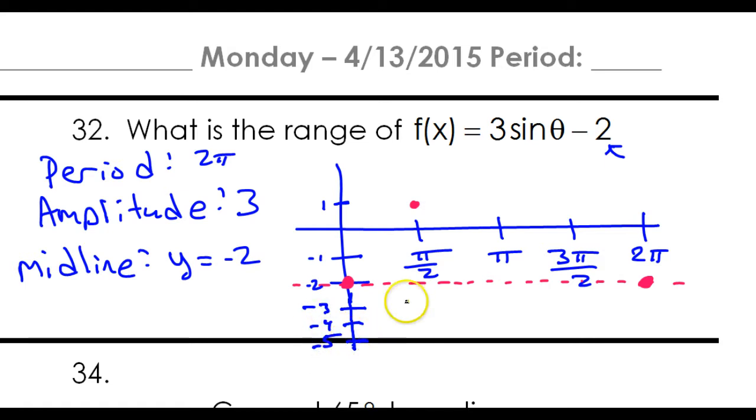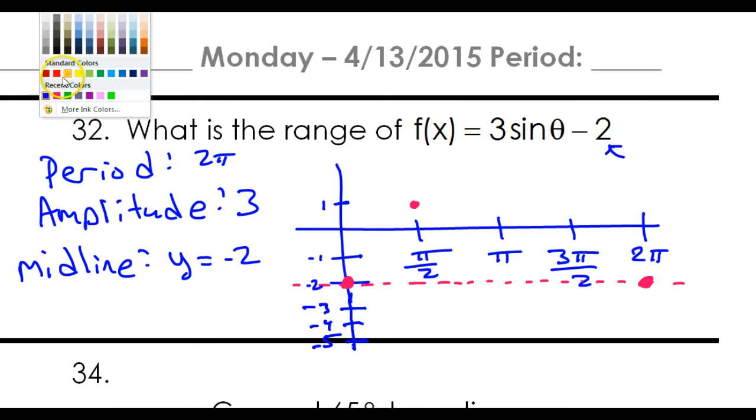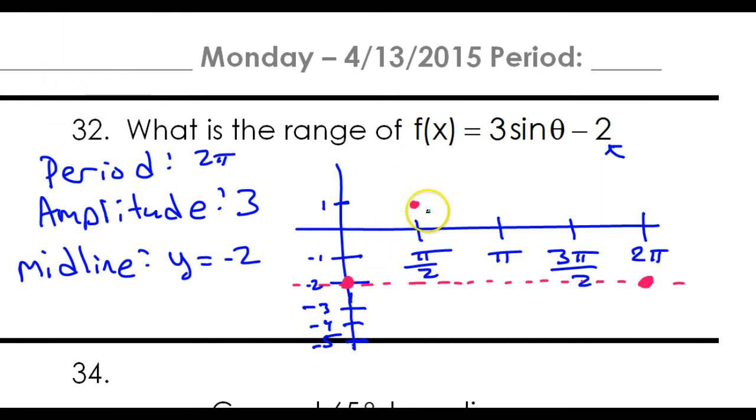Anyway, back to business. I went up 3 and then back to the midline. Then I'm going to go down 3 and then back to the midline. So the graph is looking like this. Here's one period of this function. It will continue like that, up and down forever. But this is going to be the highest point hit, and this is going to be the lowest point hit.